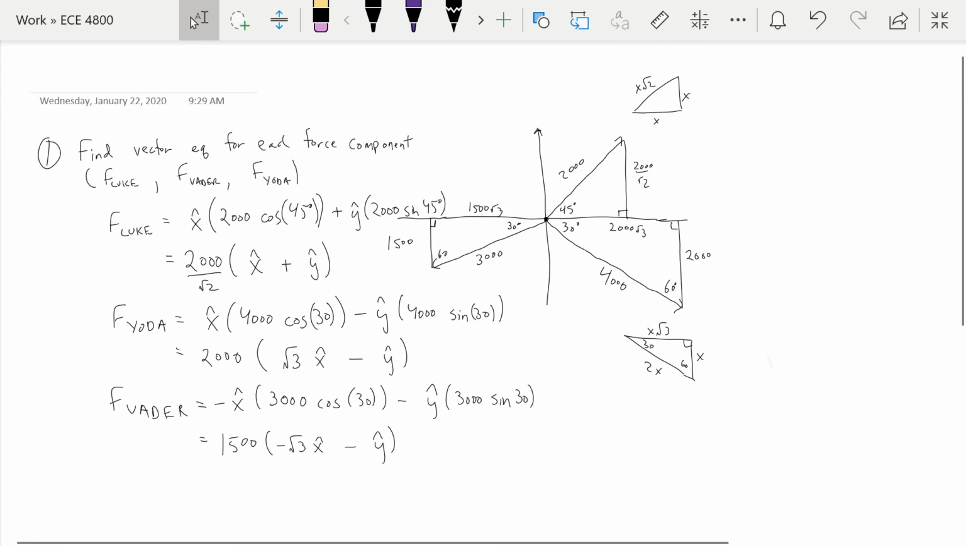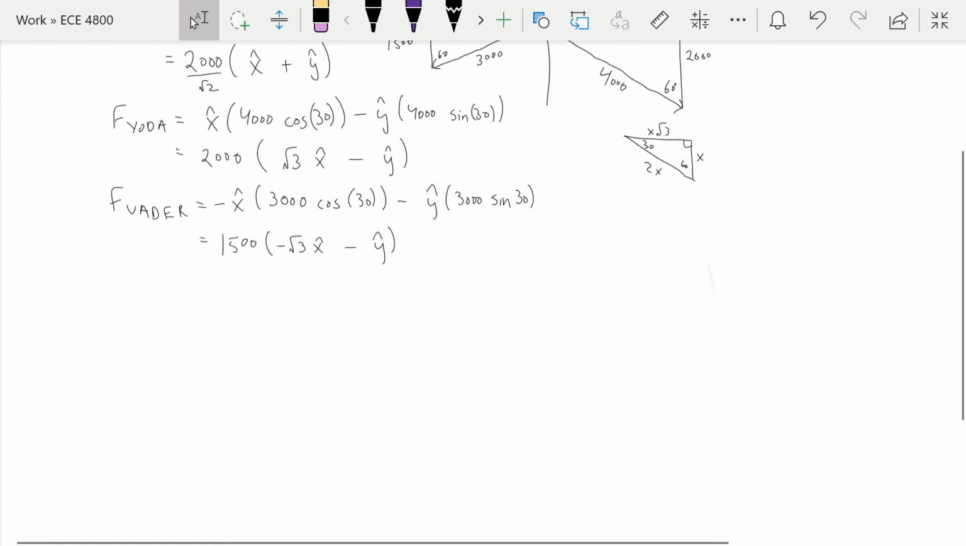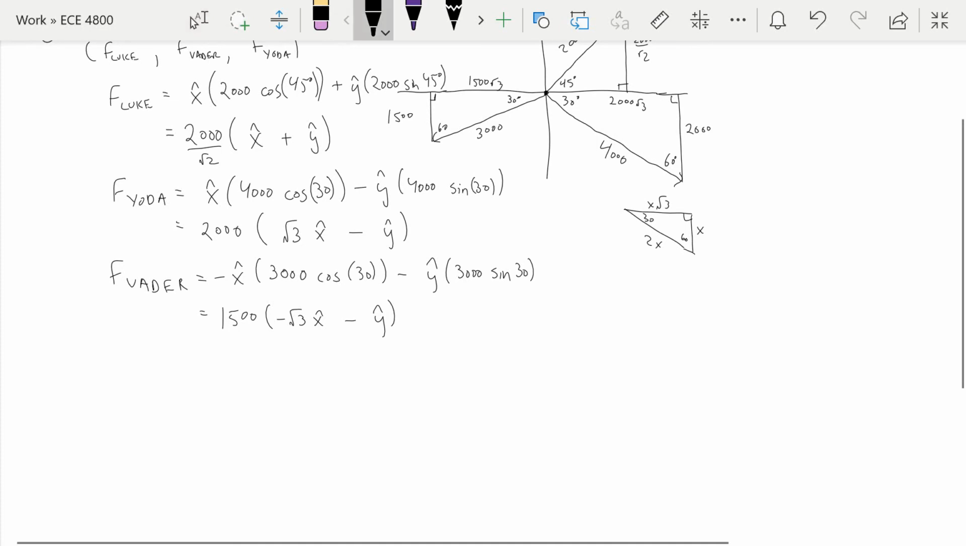So now that we have the different force components, we can add them up. So let's do the total force. We can call this Ft, T for total, is going to be equal to the force from Luke plus Yoda plus Vader. Remember, the thing we're trying to calculate here is what is the net force and what is the net direction that the lightsaber moves. So 2,000 over square root of 2.